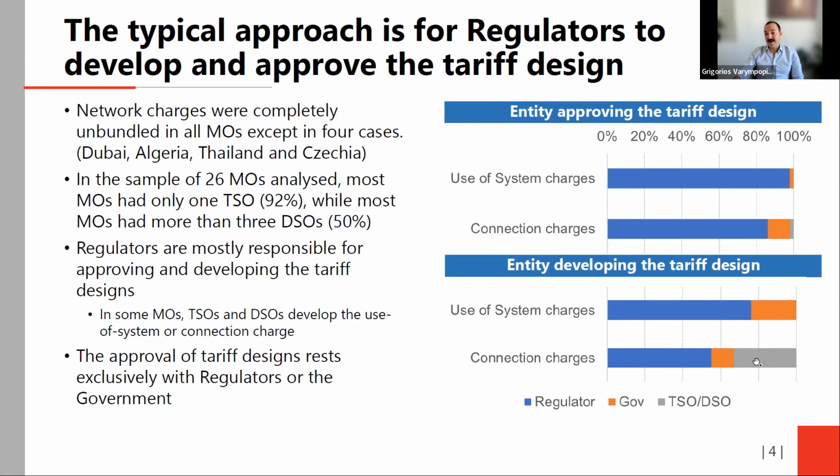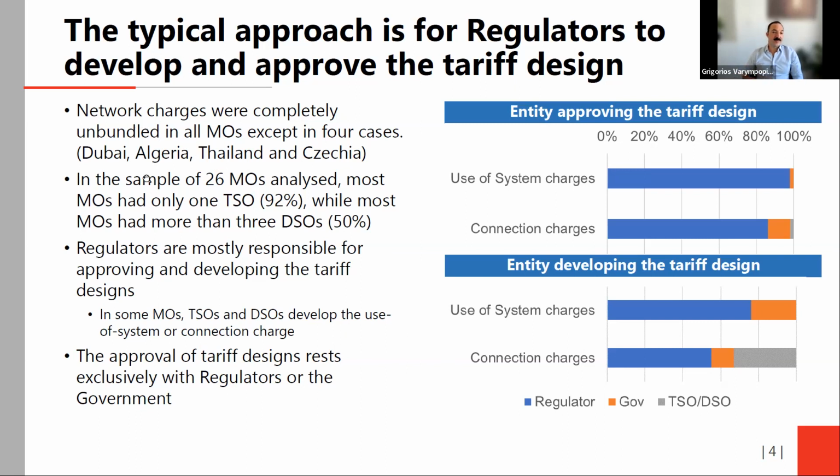And in the remaining countries, we see that here the DSO or the TSO is also allowed to develop the tariff design, following the principles and the regulations that were developed by regulators. Some other statistical information regarding our sample. So in all of the countries that we examined, network charges were completely unbundled. There were only 4 exceptions: Dubai, Algeria, Thailand, and Czechia.